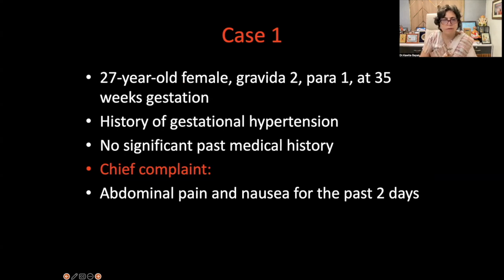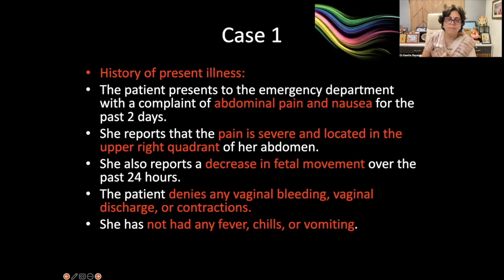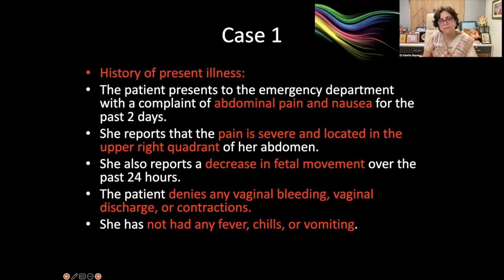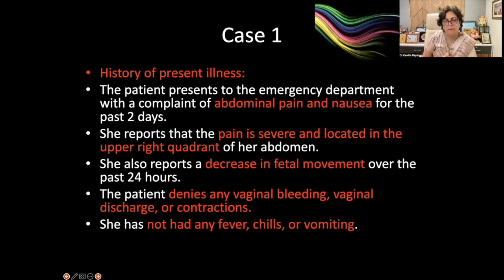This is case 1. A 27-year-old female, gravida 2, para 1, at 35 weeks of gestation, with a history of gestational hypertension and no significant past medical history. Chief complaint: abdominal pain and nausea for the past 2 days. History of present illness: the patient presents to the emergency department with abdominal pain and nausea for 2 days. She reports that the pain is severe, especially located in the upper right quadrant of her abdomen.